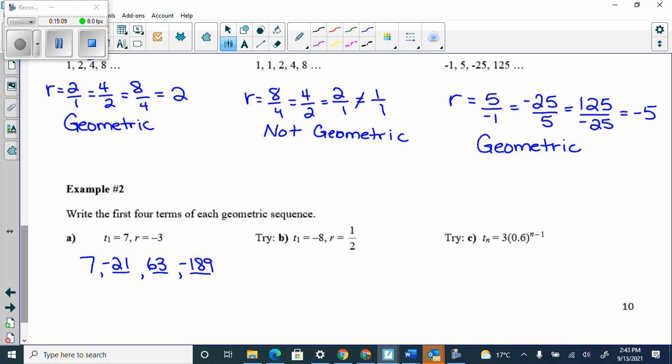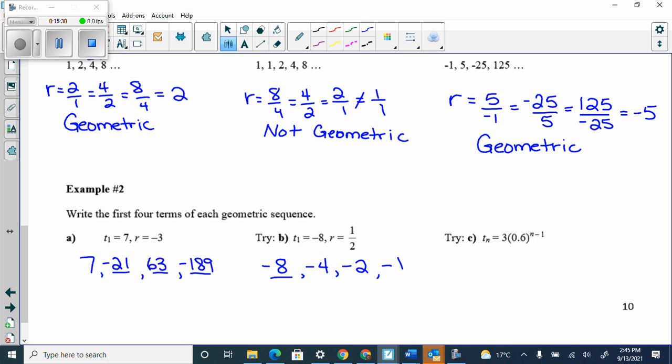You try B. So for this one, we're going to get negative 8, times it by a half, negative 4, times it by a half, negative 2, times it by a half, negative 1. Should be halving each time when you multiply by a half, right?